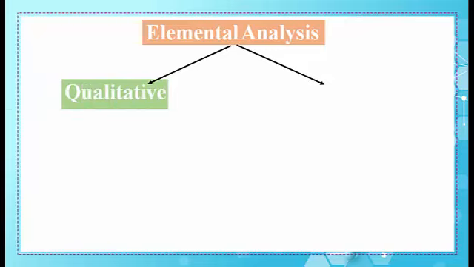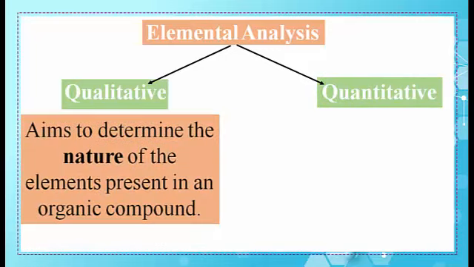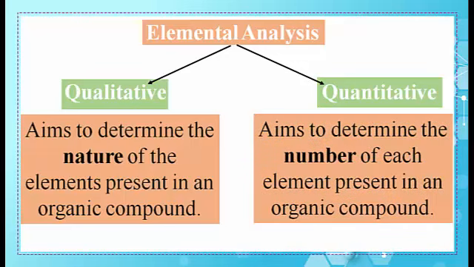Elemental analysis can be divided into two branches. The first one, which I mentioned in the beginning of the video, is qualitative elemental analysis, and the second one is quantitative elemental analysis. Qualitative elemental analysis aims to determine the nature of the elements present in an organic compound, while quantitative elemental analysis aims to determine the number of each element present in an organic compound.